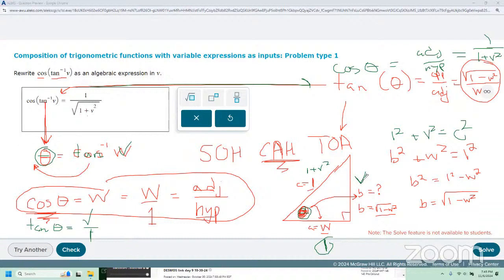I don't understand when I got to the Pythagorean theorem, I said 1 squared plus V squared equals C squared. So 1 plus V squared equals C squared. So if I want C, I have to take the square root of it. So it has to be the square root of that. Okay.